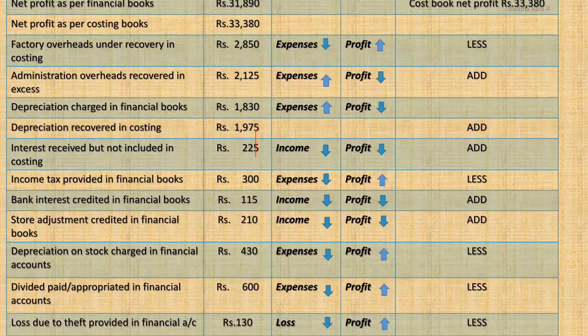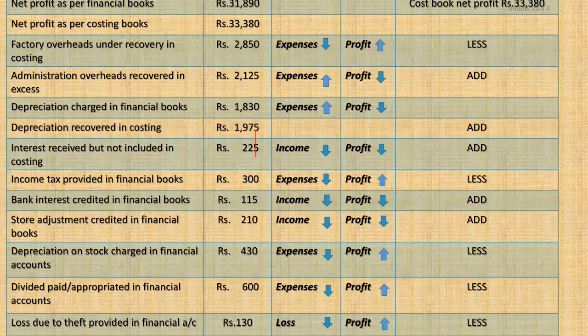The fourth item, interest received, is an income amounting to rupees 225 not recorded in cost accounts. This will have the effect of reducing profit as per cost books. Thus, in order to reconcile, this amount of rupees 225 for interest should be added in costing profit. In simple words, income decreases, profit also decreases, then it has to be added to the costing book net profit.